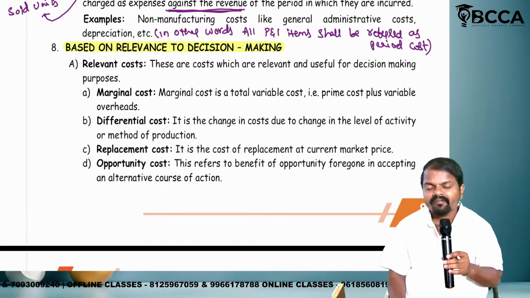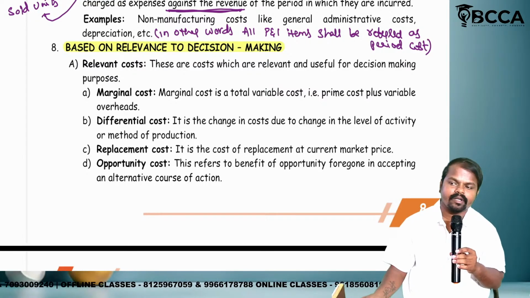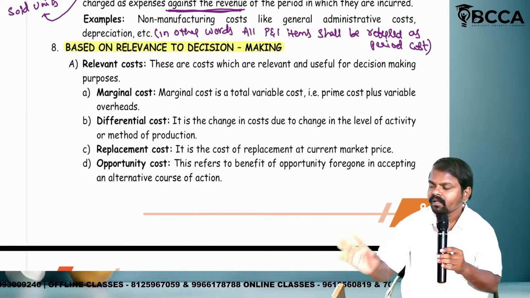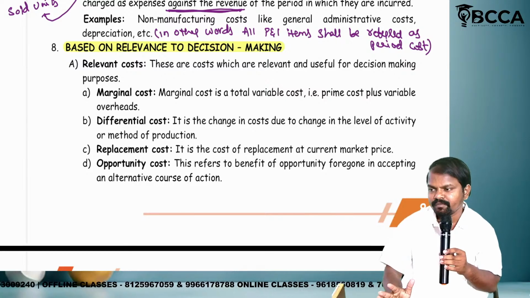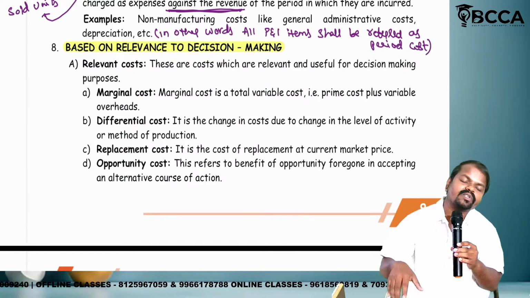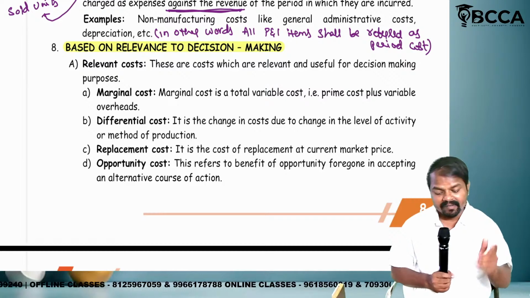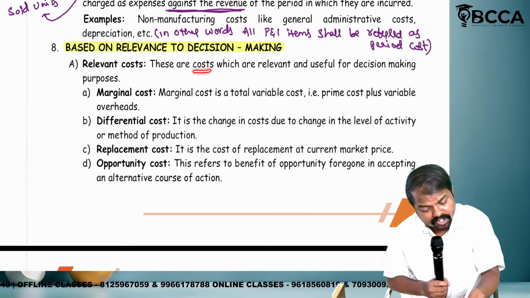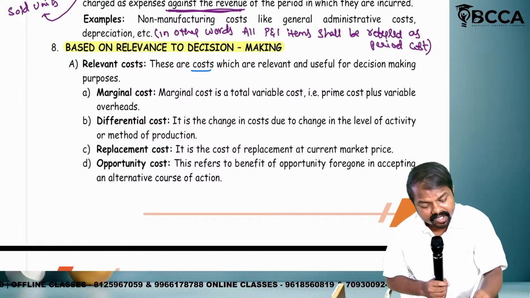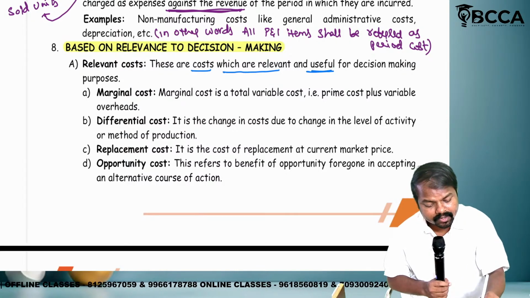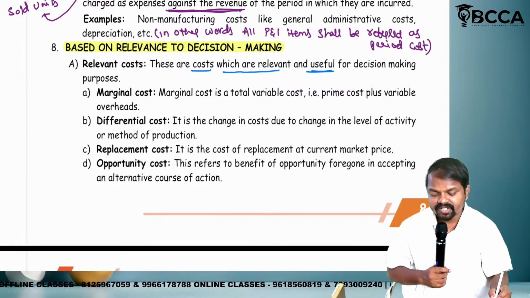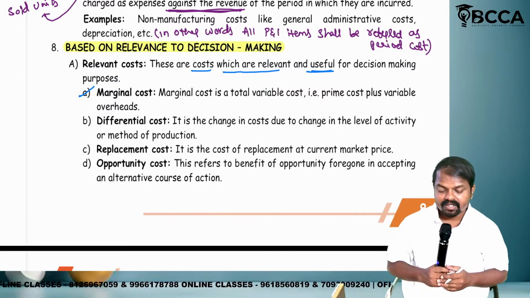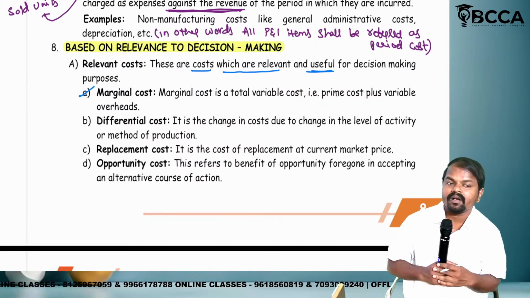Clear? Now tell me, what is the difference between relevant and irrelevant cost? Which is useful in the current year decision making is called relevant. Which is not useful for current year decision making is irrelevant. Relevant cost means costs which are relevant and useful for decision making purpose. What is the relevant cost? Number 1, marginal cost. Clear?